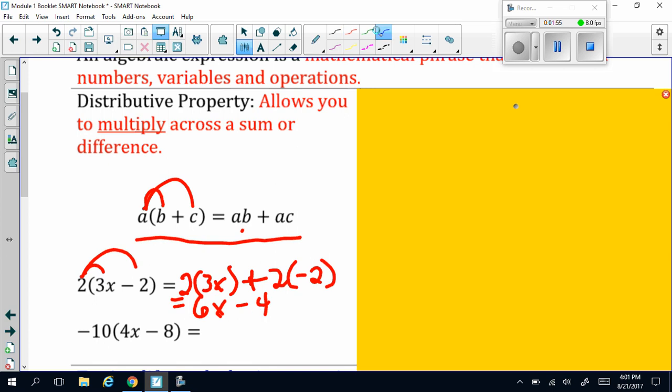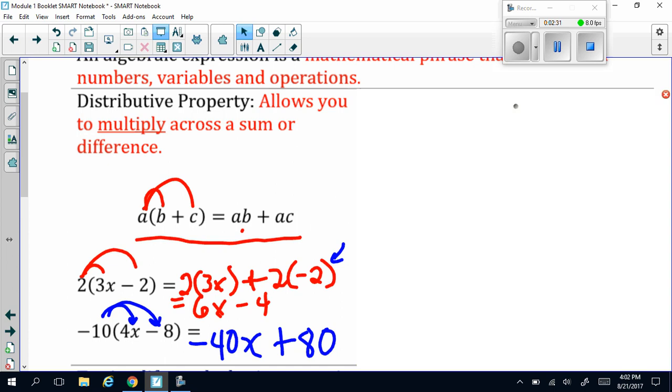Let's do our second example here. This time I have a negative 10 that I'm distributing, and I'm going to skip this middle step. I'm going to do the multiplication in my head. So negative 10 times 4x, negative 10 times 4 is negative 40x, and then negative 10 times negative 8, so a negative times a negative is positive, 10 times 8 is 80. And that is all there is to the distributive property. It's one of the most important properties of algebra. We'll use it very often, so it is important that you know how to use it.